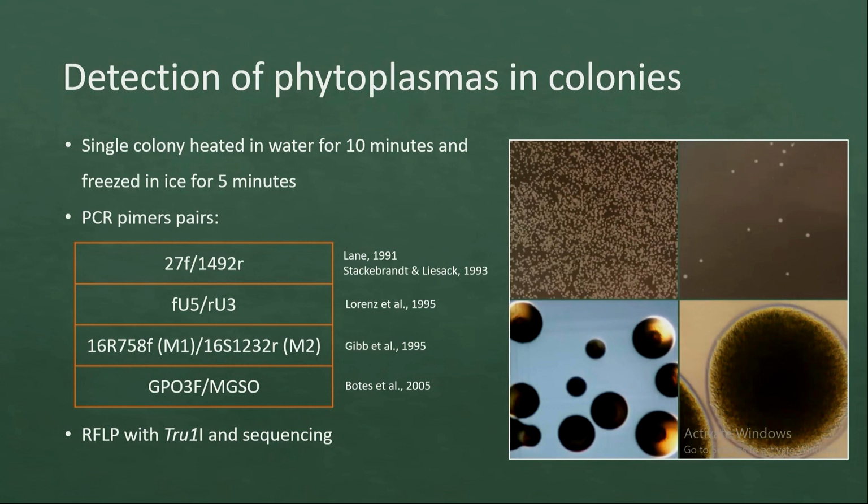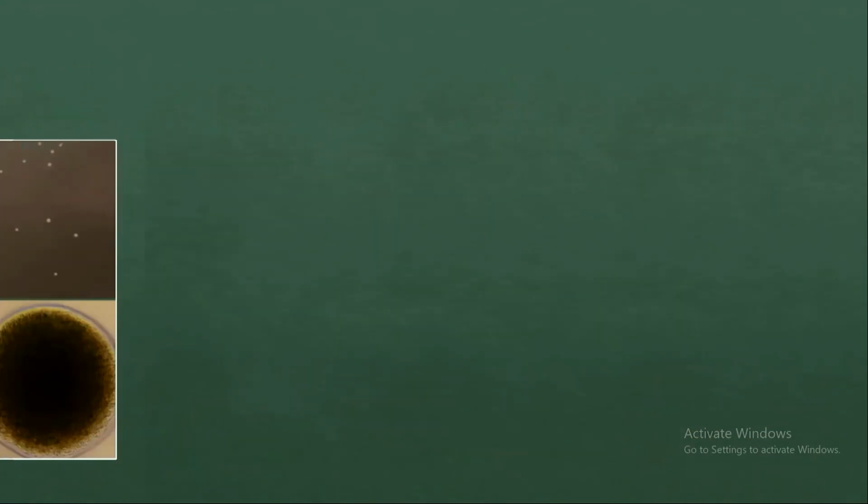So we performed molecular analysis on these colonies to detect phytoplasmas. We picked a single colony, heated it in water for 10 minutes, and then froze it on ice for 5 minutes. Then we used these primer pairs for PCR to amplify the 16S rRNA gene for phytoplasmas and bacteria. And I just want to highlight the last primer pair, GPO3F/MGSO, designed in 2005 for mycoplasma detection but also proved to detect phytoplasma, also in quantitative PCR. And then we performed RFLP on the amplicons and the sequencing.